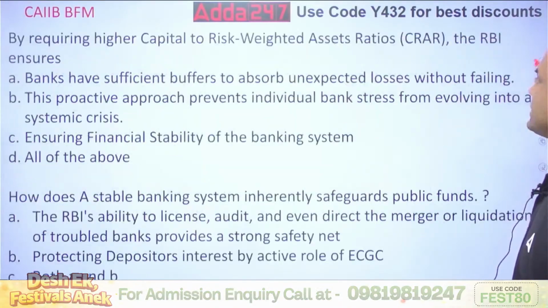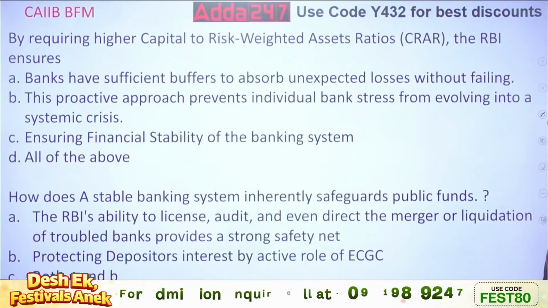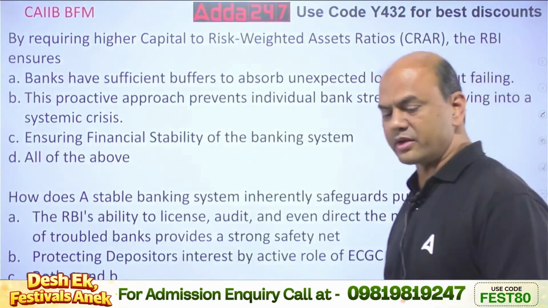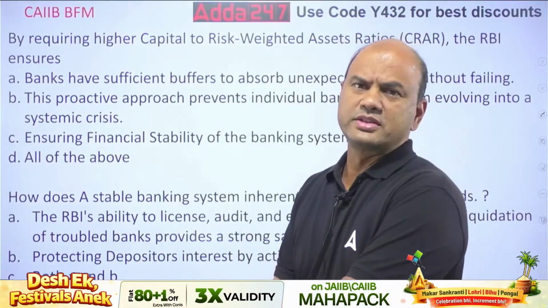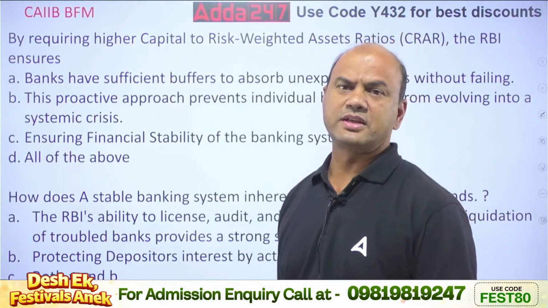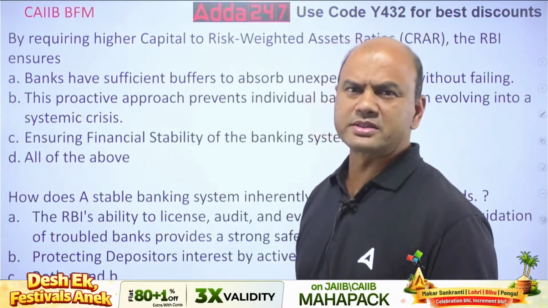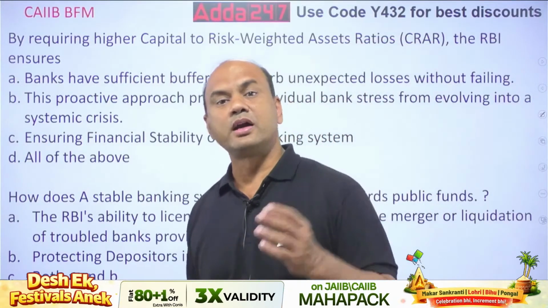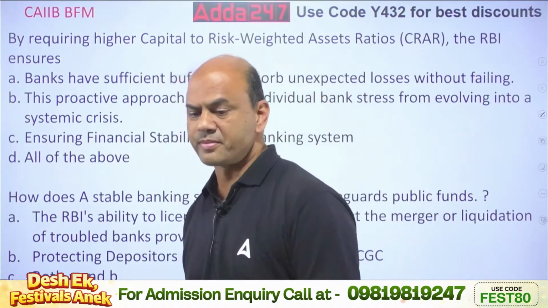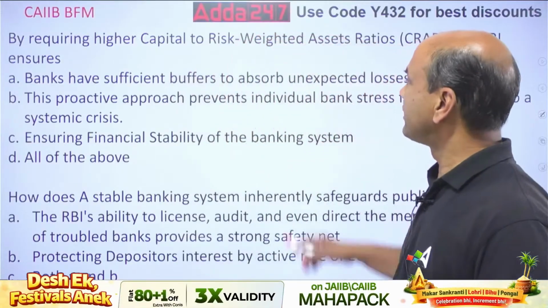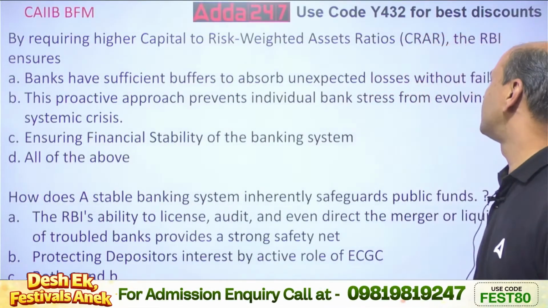Now, let's look at the questions. By requiring higher capital to risk-weighted asset ratios, the RBI ensures what? Why does RBI require higher CRAR? CRAR means capital to risk weighted asset ratio, capital upon RWA. Capital includes two types, Tier 1 and Tier 2. RWA includes three types: credit, market and operational. So why does RBI require higher CRAR? Banks have sufficient buffers to absorb unexpected losses without failing.